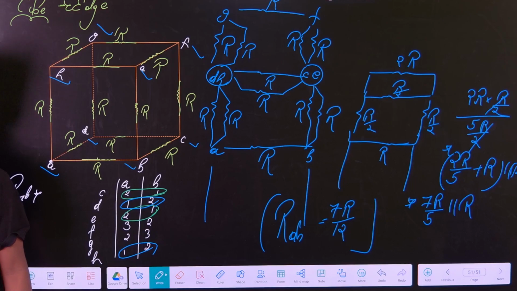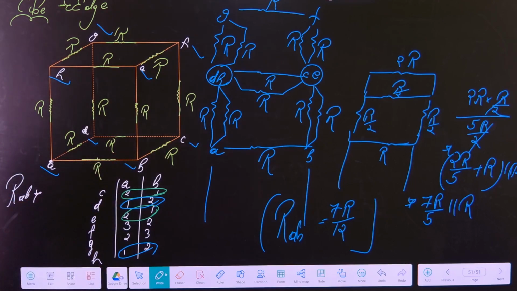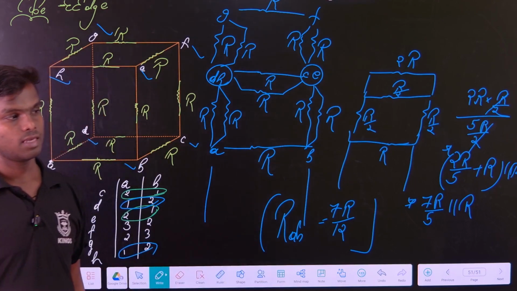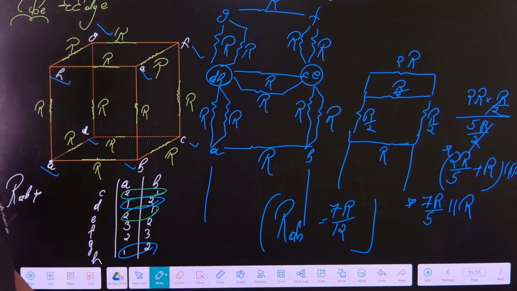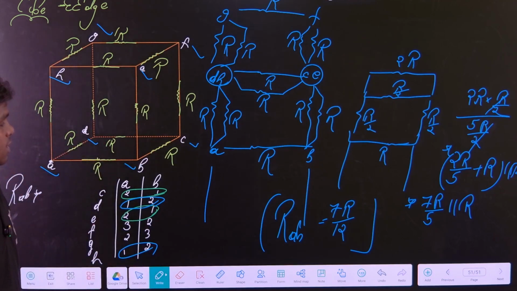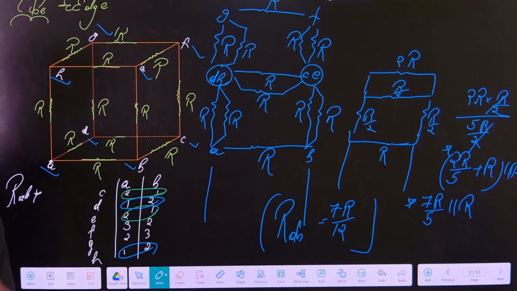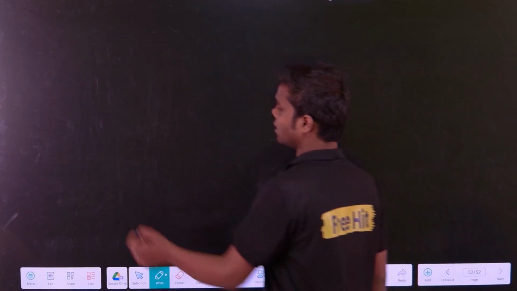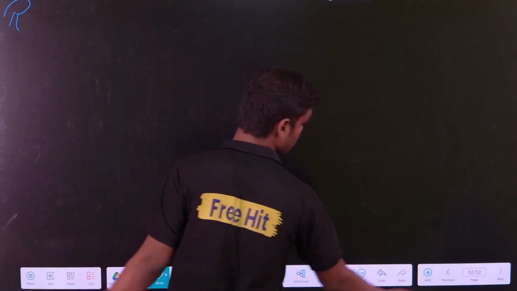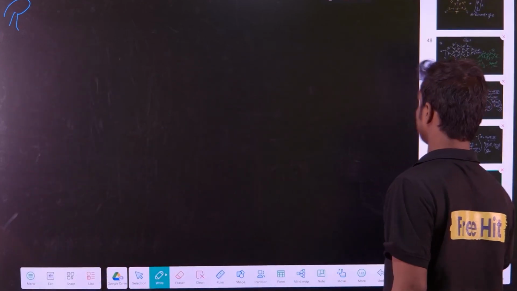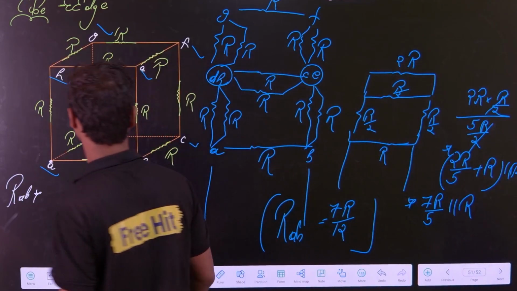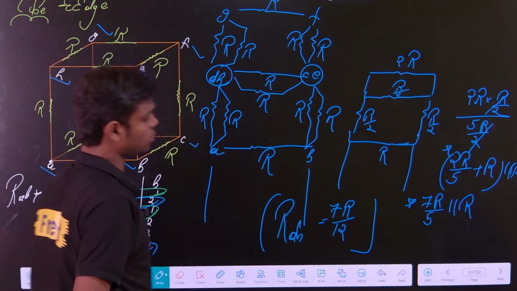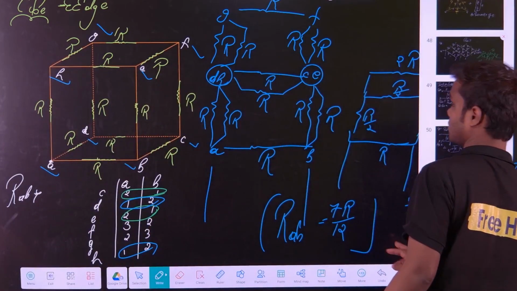Across the edge, what is the equivalent R we are getting? That is 7R by 12. And what is the approach? This is the approach you have to follow. It can be anywhere. I have asked across the edge here. I can ask in the same question, I can ask here also. Suppose I can ask you about RAC, that is across the face. It will be across the face.